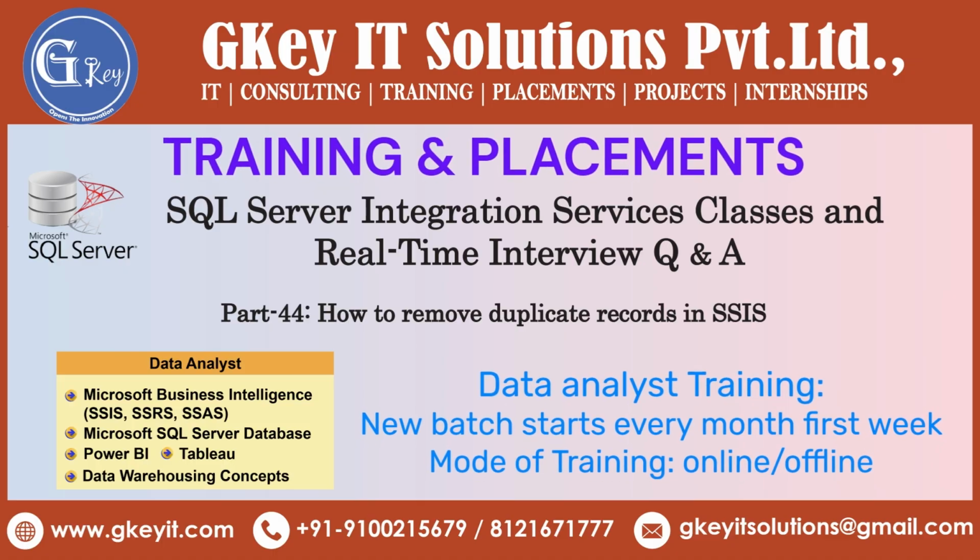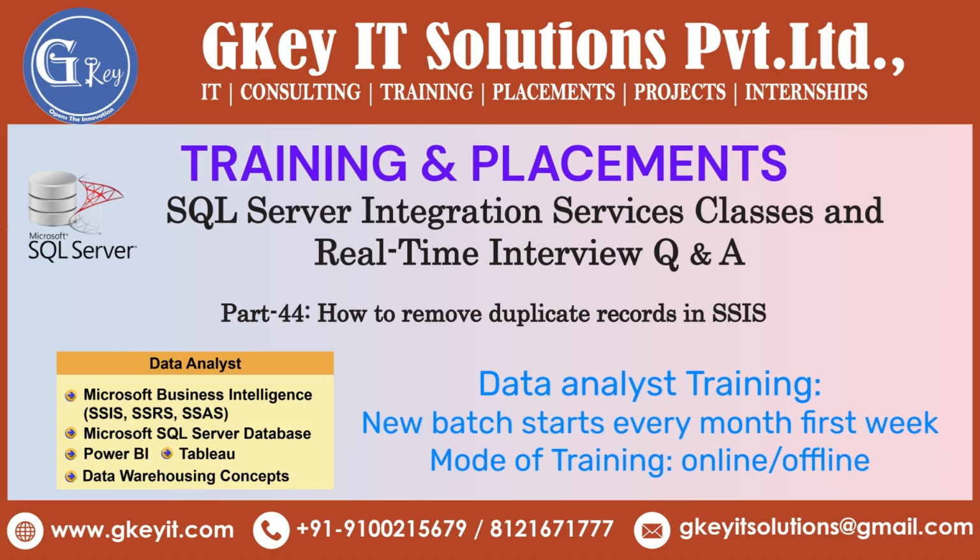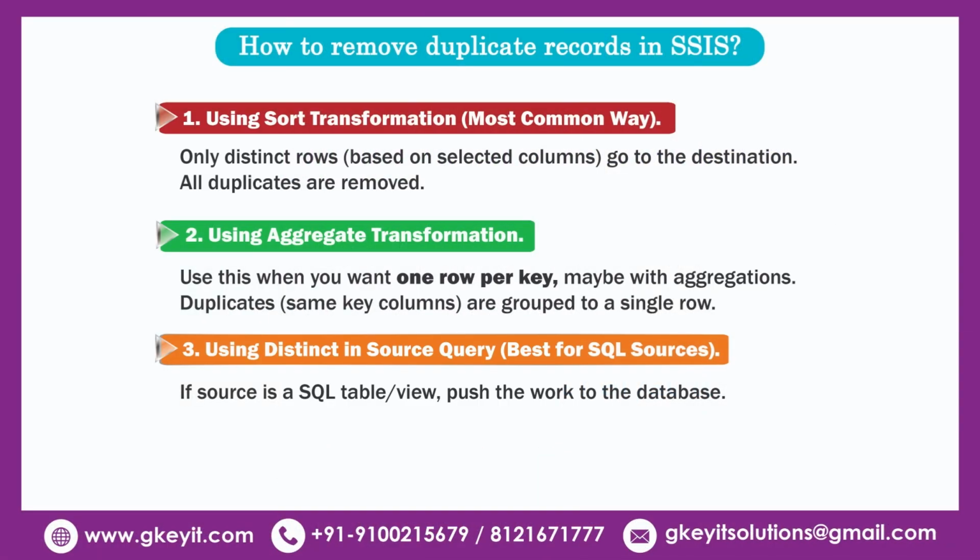Part 44. How to remove duplicate records in SSIS. In this part of training, we are going to discuss how to remove duplicate records in SSIS. There are a couple of options. First one would be using sort transformation. It is the most commonly used way. Only distinct rows based on selected columns go to the destination. All duplicates are removed in this process.